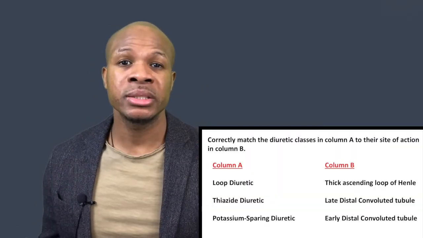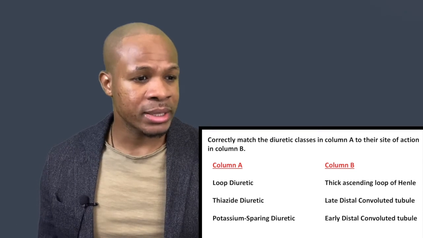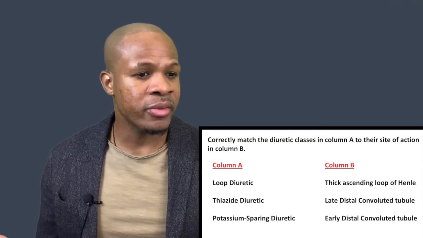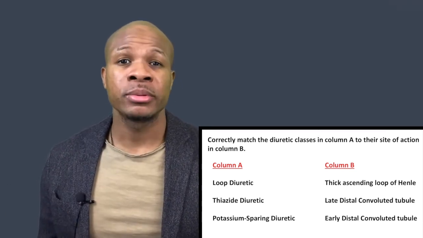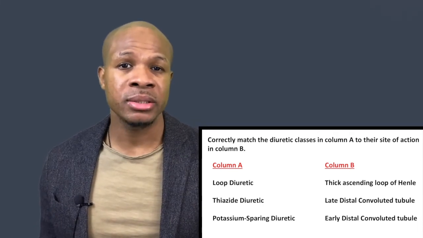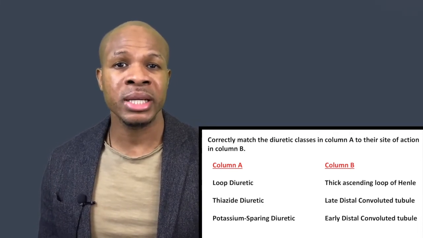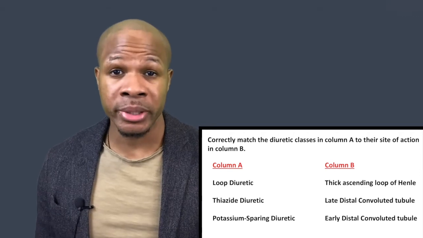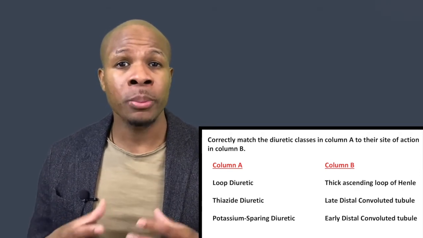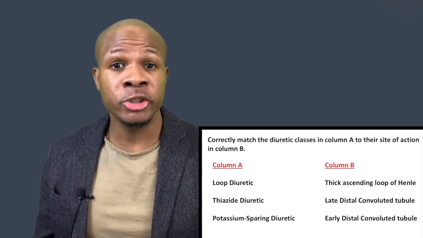All right, now let's move on to question number 3. Question number 3 says, correctly match the diuretic classes in column A to their site of action in column B. Okay, so this question is about the diuretic classes. So we have loop diuretics, thiazide diuretics, and the potassium sparing diuretics. And you definitely want to know what part of the kidney nephron these drugs work on.